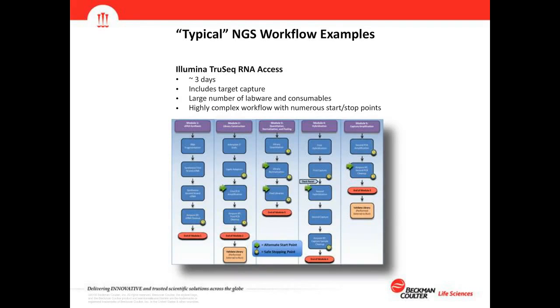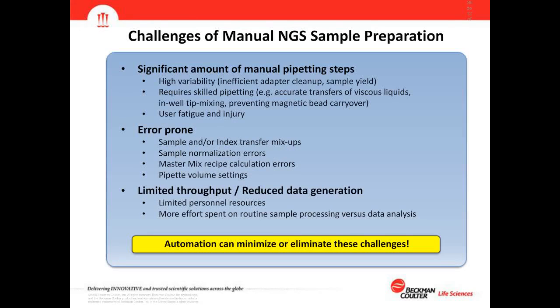So what we see here is another kit from Illumina, the TruSeq RNA Access. That takes a full 3 days to give you a library. It includes target capture. It includes a large number of labware and consumables. And it is a very complex workflow with numerous start and stop points. So you can see NGS library prep, even though at a high level it's pretty simple, if you go down to the detail, it can be very complex. And variability is significant.